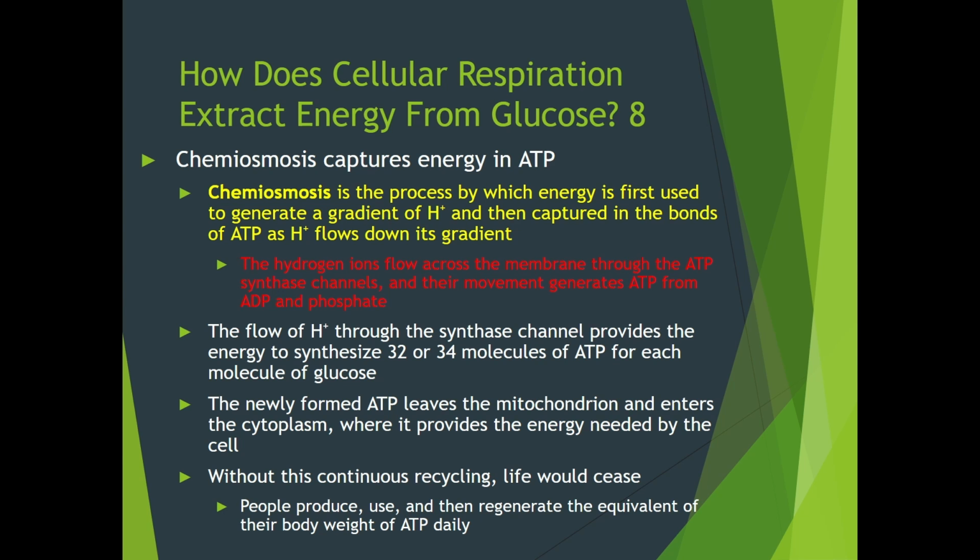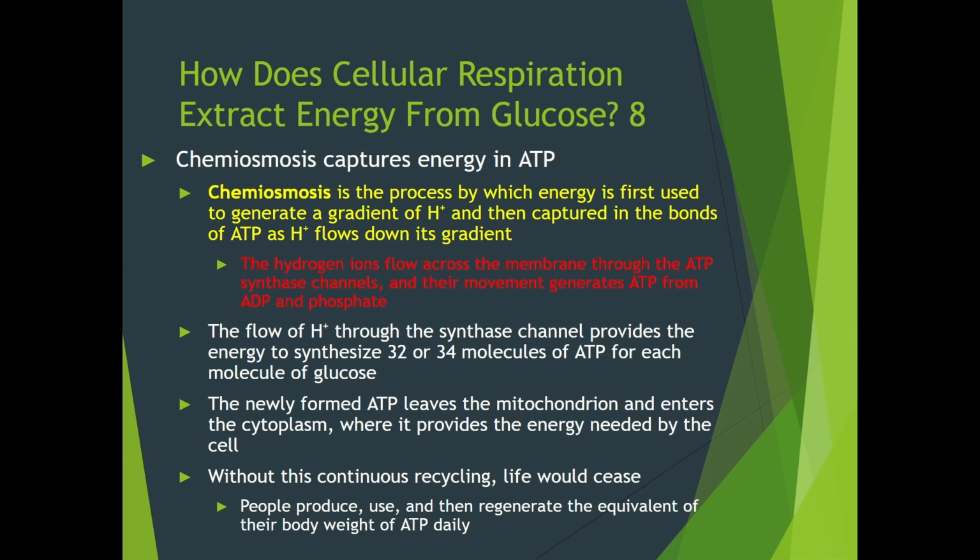Chemiosmosis, again, is the process by which energy is first used to generate a gradient of protons and then captured in the bonds of ATP as the protons flow down their gradient. A way to simplify that is: as we use the electron transport chain, energy is released. That energy is used to pump protons in the form of H+ into the intermembrane space of the mitochondria. Now there's a lot of H+, or protons, in that intermembrane space, and they can get back to the matrix, or go from high to low concentration, by going through ATP synthase. As they go through ATP synthase, the kinetic movement of the protons powers the ATP synthase pump to put an ADP and a phosphate together to generate ATP.